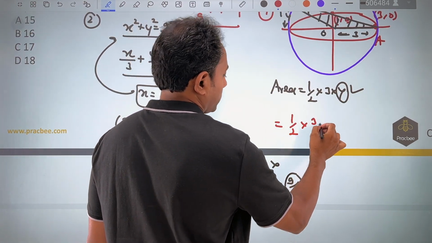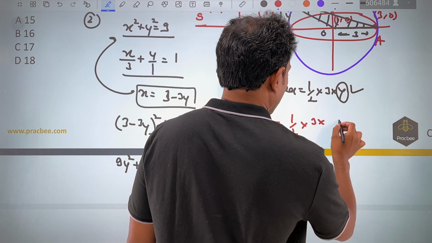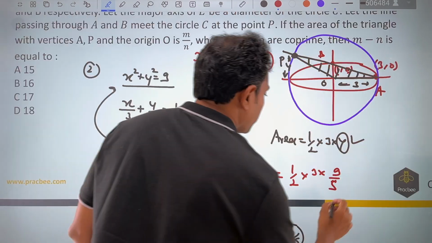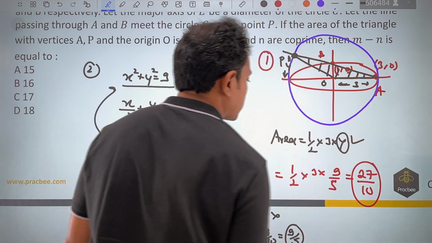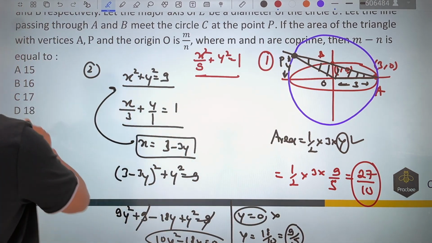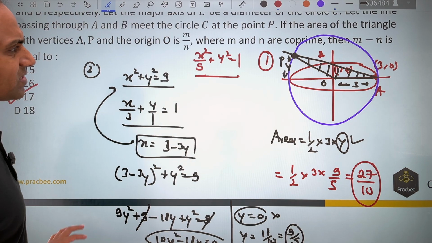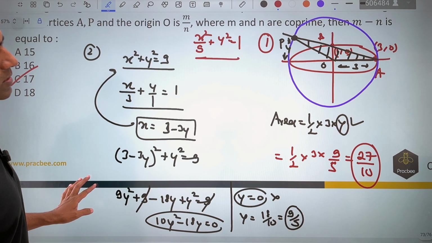So half of 3 into 9 by 5. If I simplify this, this becomes 27 by 10. So the sum of 27 and 10 becomes 37. That is nothing but option C. So you can see that it is a very simple question based on auxiliary circle and ellipse.